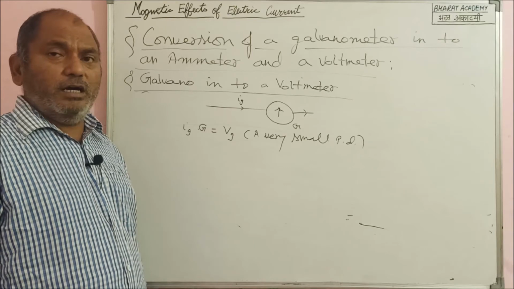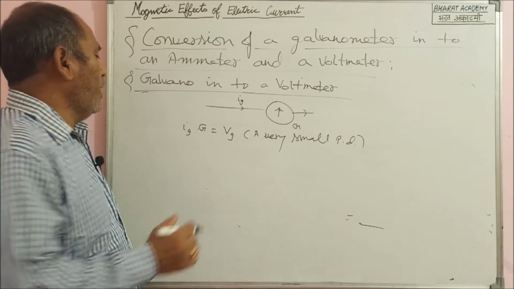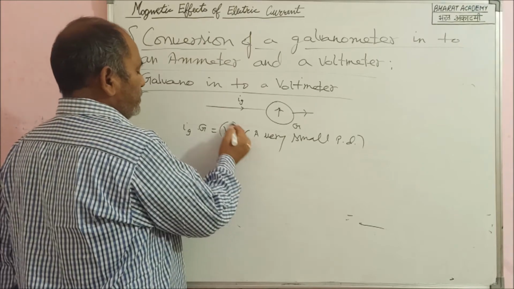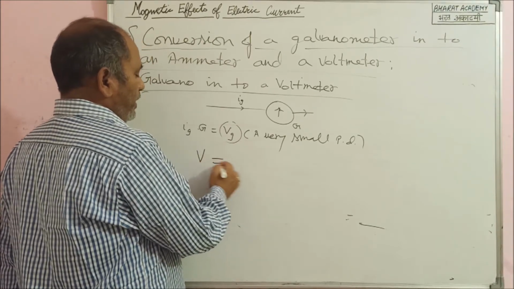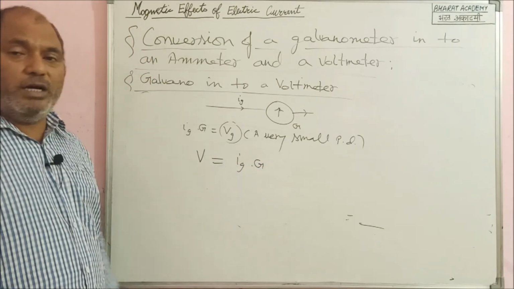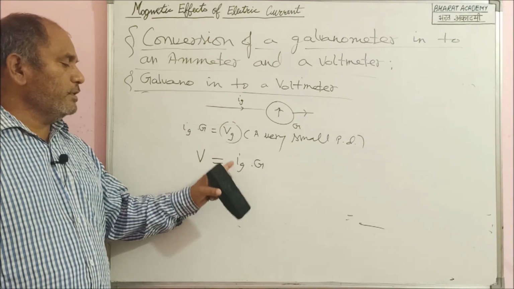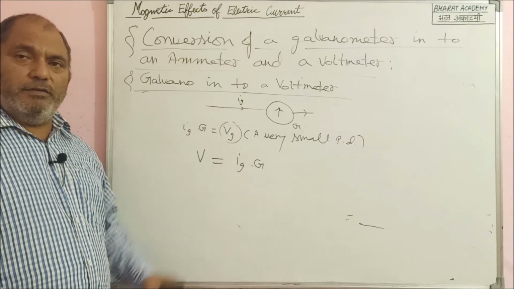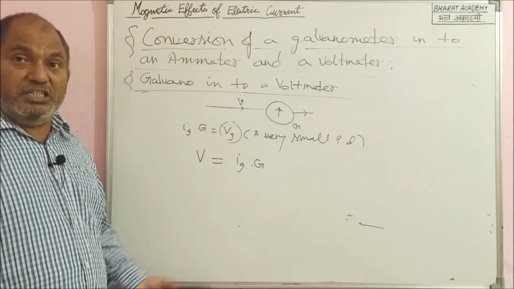If I want to read a higher value, what to do? How can I increase this value V? The question is that: if I want to measure this high value V and I am having only Ig into G, how to improvise it? Ig we cannot vary. It is instrumental, a fixed value. The only variable is capital G, and even in G, we can't change it.